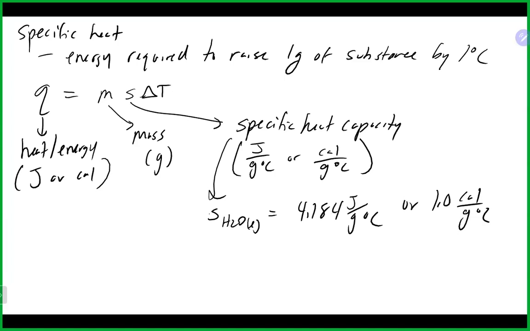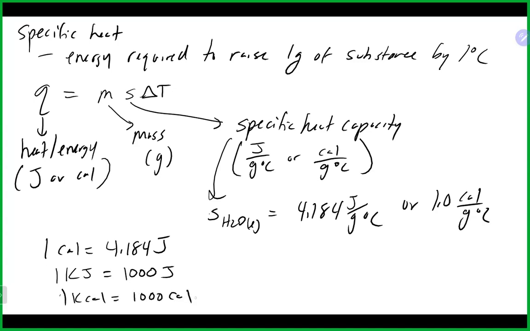By the way, in terms of energy, that is our conversion factor between those 2 units of energy. Remember that in 1 calorie there are 4.184 joules. So that is basically the conversion that we use. By the way, in 1 kilojoule, there are 1,000 joules. And in 1 kilocalorie, there are 1,000 calories. So those are also some important conversions as you go through here.